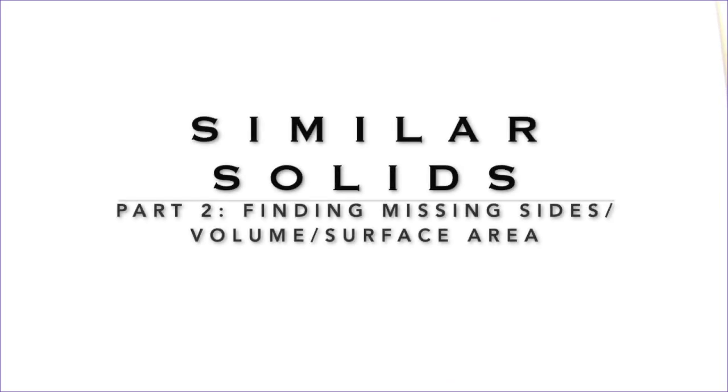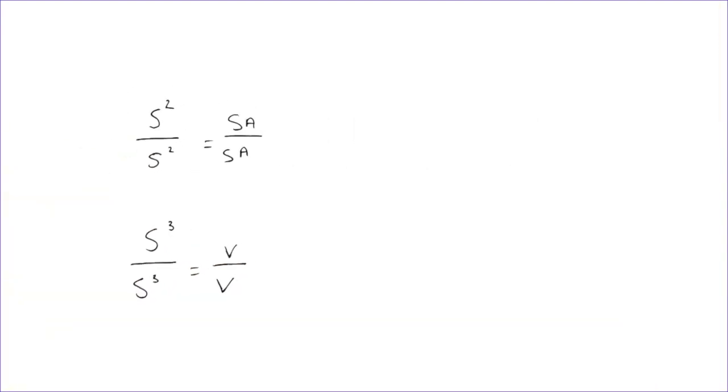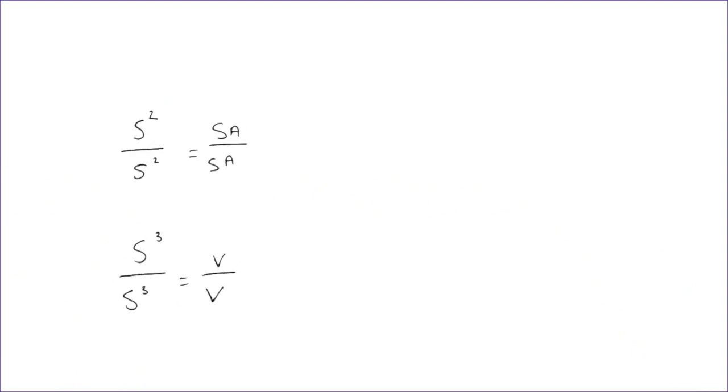Today we're going to be using the similar nature of solid figures like pyramids and cones and things like that to find missing information like volume or sides or surface area. To start off with, you are going to need to know about these two proportions.